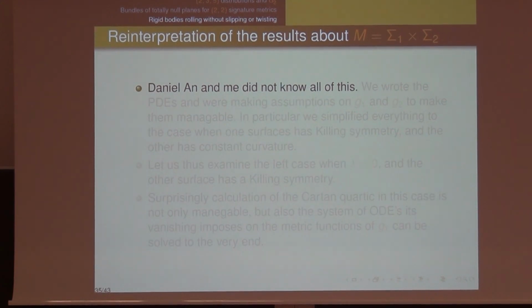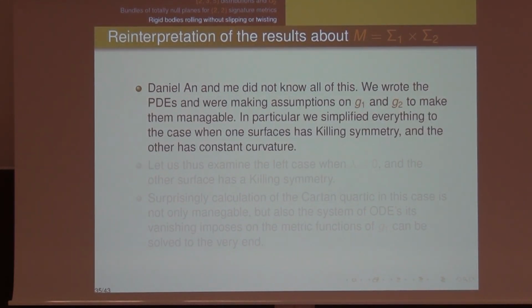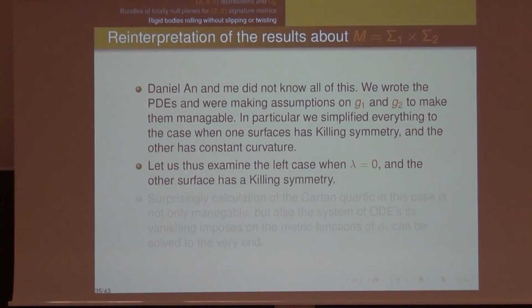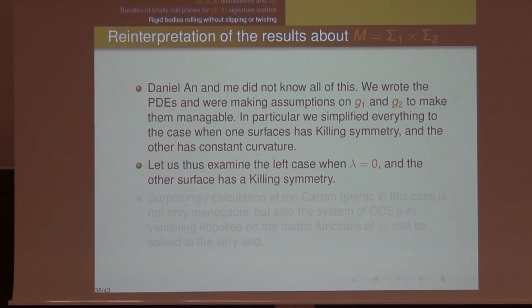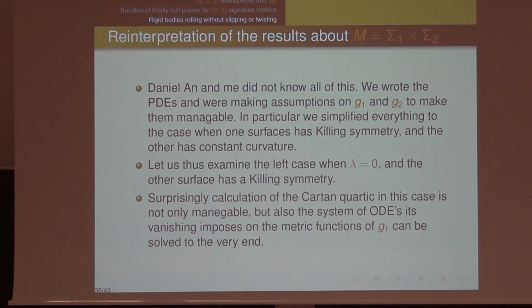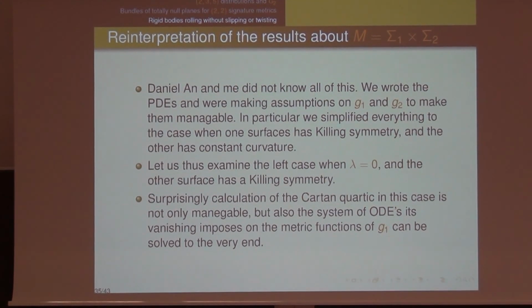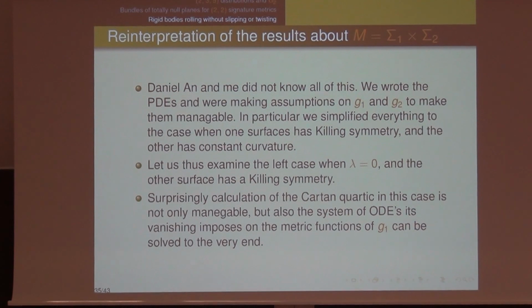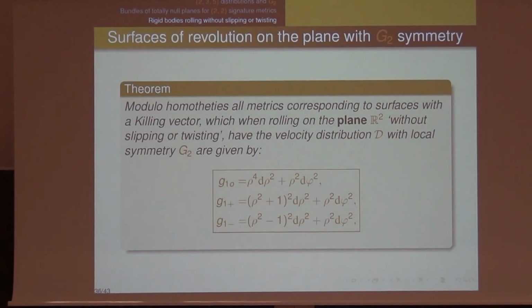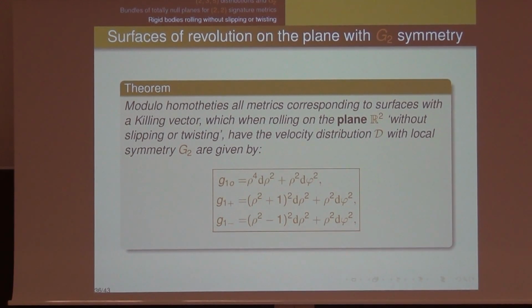Of course, I didn't know about this, and I wrote the equations, and in particular, I get this algebraic constraint, and I told you that there is this open situation that there are these two surfaces, one with a Killing vector, one with constant curvature, and if this constant curvature, it was a necessary condition for vanishing of the Cartan quartic. So it turns out that in this case, I can calculate this Cartan quartic to the very end, and actually I can solve totally the problem if there is another surface with Killing symmetry that makes this Cartan quartic 0. And actually there are 3 different surfaces that when rolling on a plane have the G2 symmetry.